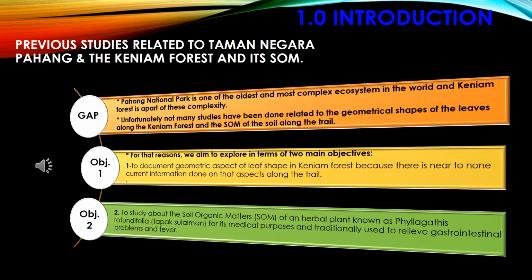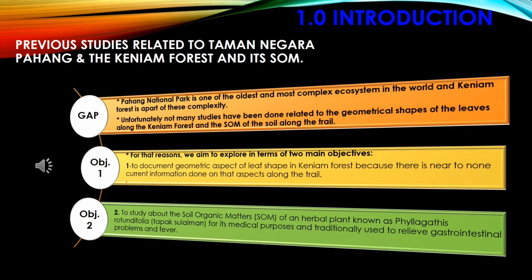Pahang National Park is one of the oldest and most complex ecosystems in the world, and Kenyam Forest is a part of this complexity. Unfortunately, not many studies have been done related to the geometrical shapes of the leaves along the Kenyam Forest and the SOM of the soil along the trail. For that reason, we aim to explore in terms of two main objectives. One, to document geometric shapes or aspects of the leaves in Kenyam Forest because there is near to none current information done on the aspects along the trail.